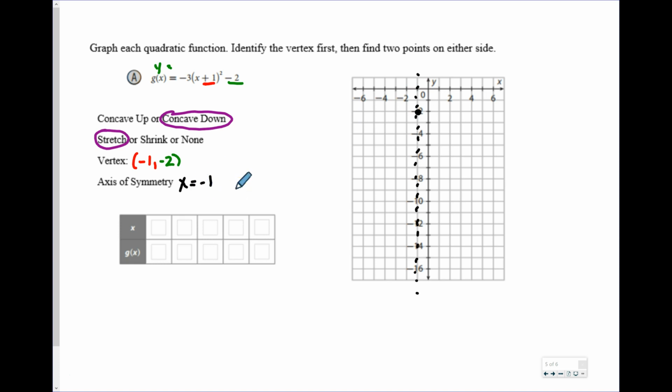Now the question is, how do I find more points for this parabola? Well, I know my vertex is -1, -2, so I'm going to use a table to help me. I'm going to make a table, and I'm going to put the vertex in this middle spot. So my x value is -1, y is -2. Now remember how we talked about there should be a mirror effect, meaning whatever numbers I have on that side should be the same as the numbers I have on the other side.